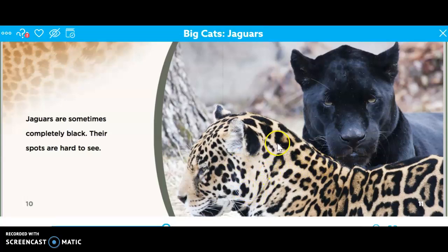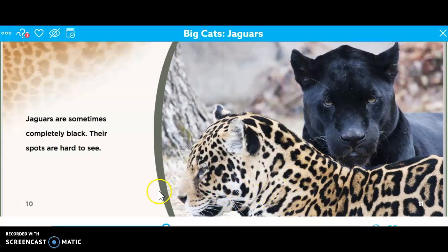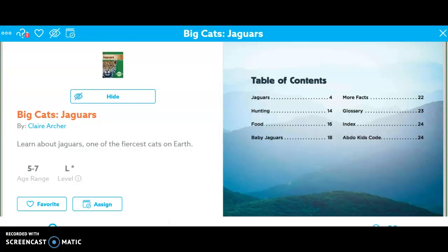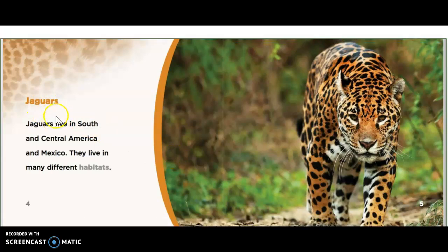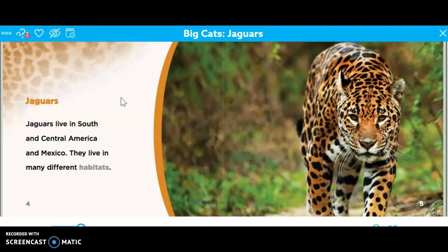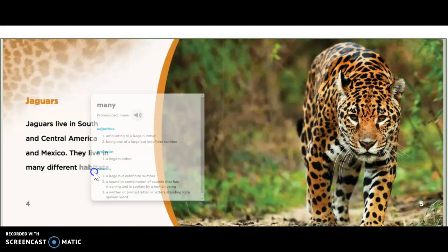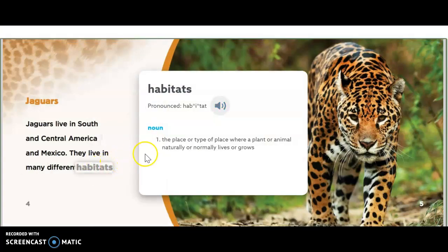So what can we predict that this book is going to be about? We know that it's going to be about big cats that are jaguars. Let's begin reading to see if we can clarify our predictions. Here's our topic, jaguars. Jaguars live in South and Central America and Mexico. They live in many habitats. Here's a vocabulary word, habitats.